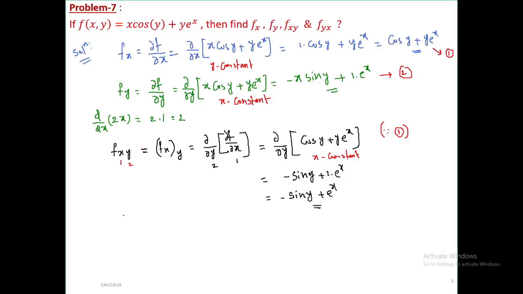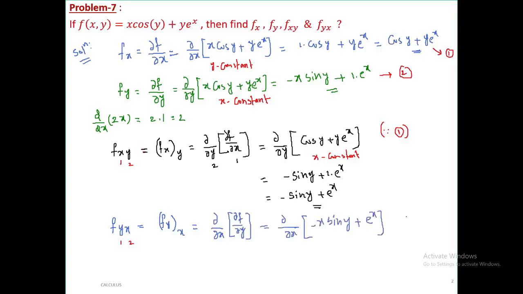Okay, next one, fyx. That means first with respect to y, next with respect to x. So again, first with respect to y, therefore fy first, and after evaluating fy, then with respect to x. Or simply dou by dou x of dou f by dou y, because first with respect to y. So now dou by dou x of what is dou f by dou y? By using equation number 2, minus x sin y. Already I have evaluated this one, that's why I am directly substituting.